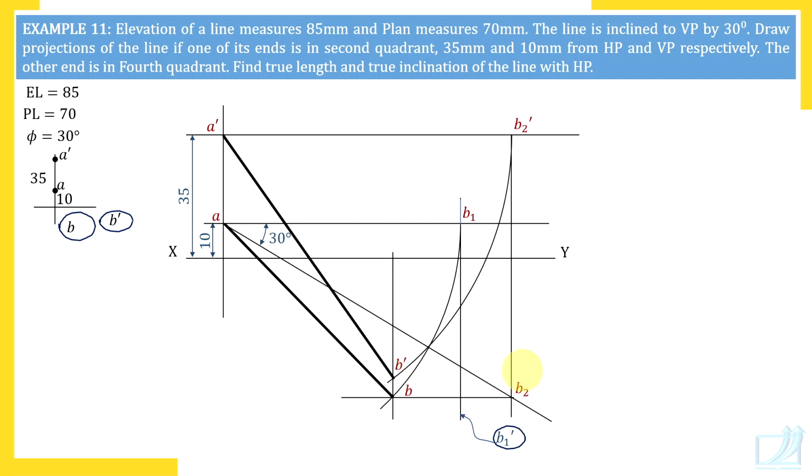Now through B dash draw horizontal line. When you use compass you get a new point. In this case it is B dash. Through B dash draw horizontal line. For B1 dash, B dash and B1 dash lie on the same horizontal line. So this point is B1 dash. Join A dash B1 dash, that is true length.